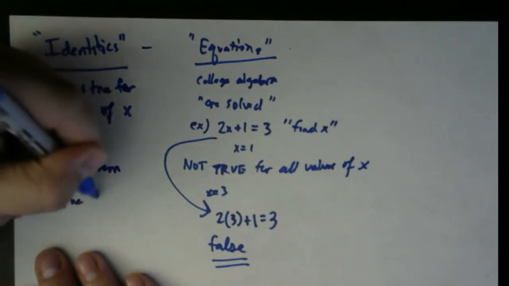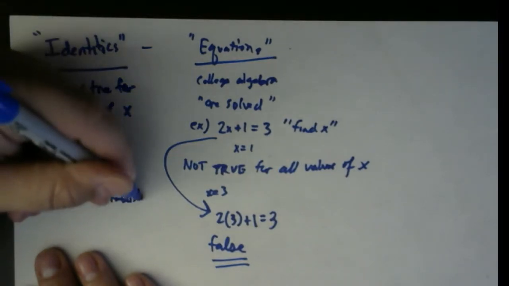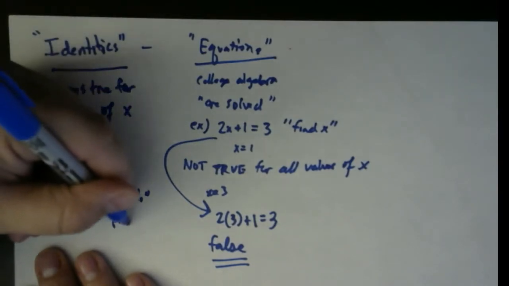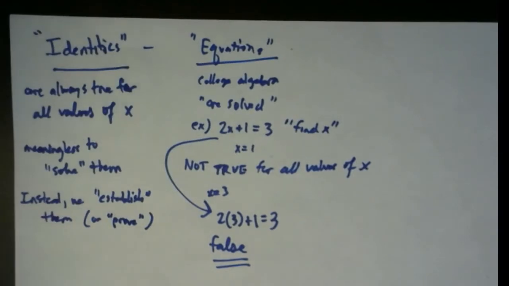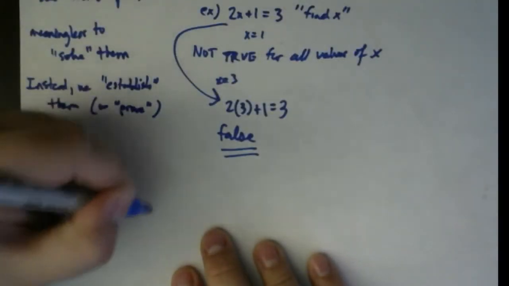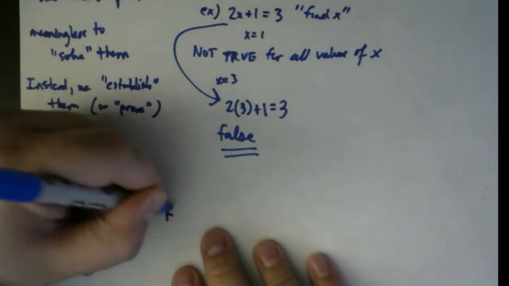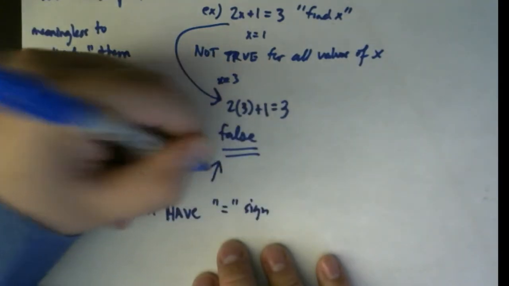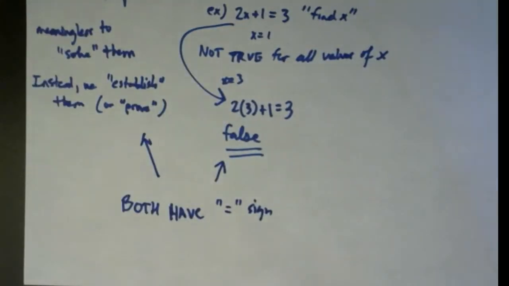What we do instead, we establish them. Or you could also say, we prove them. And that's how this goes. So you'll be given some kind of equation, and it'll say prove this identity. Now both of them have equal signs. Okay, so let me make that clear. Both have an equal sign. Okay, which means both of them are mathematically a sentence.